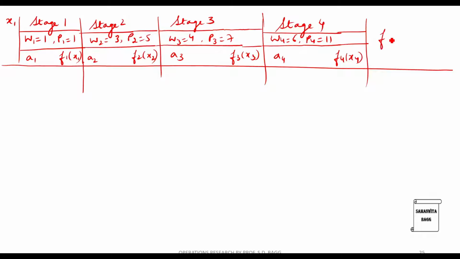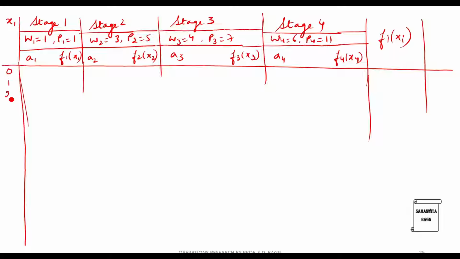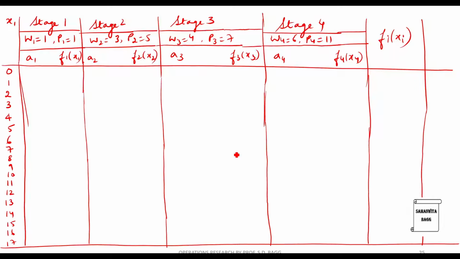And finally you will calculate Fi(xi). Here you will write down all the values up to 17. Now you know that for stage 1, the value of A1 is going to start from 0 and it will end up to 17. So here also you can write down this value. I am writing at the top because I don't have space here. So you can write down this value before this row. For stage 2, A2 is starting from 0 and it goes up to 5.